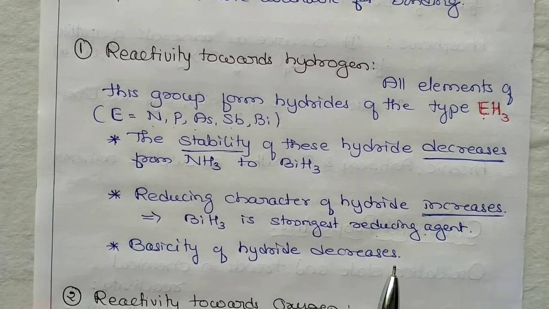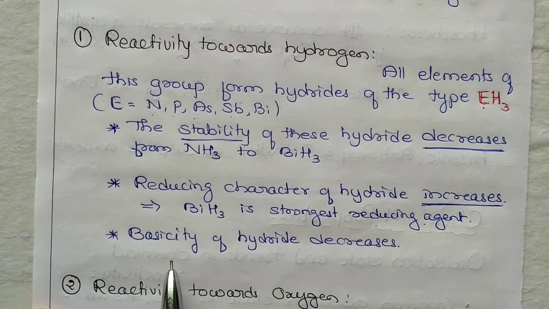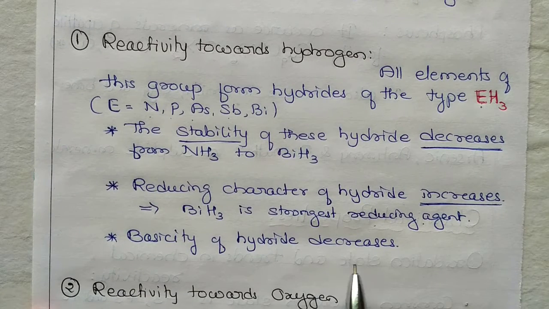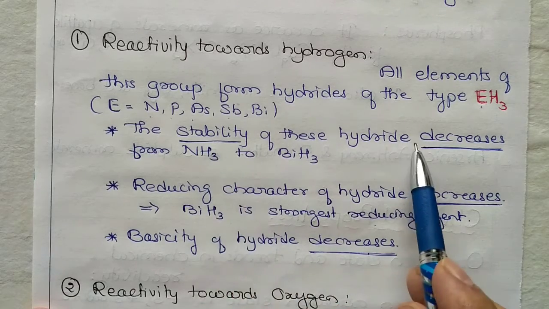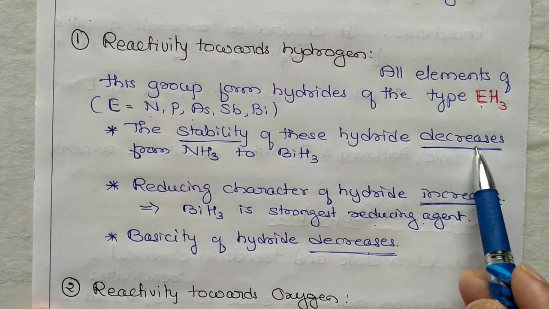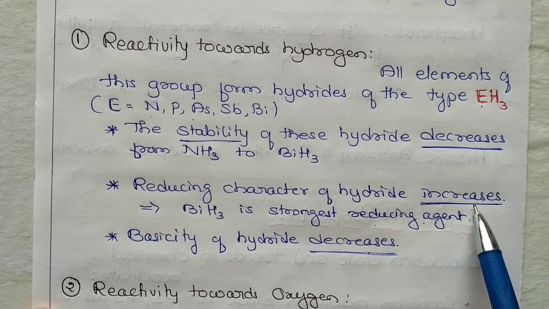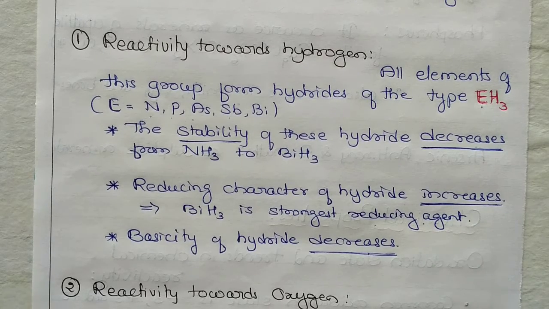Okay. So then we can also say the basicity of hydrides decreases. Basicity is directly proportional to the stability of a hydride, so as stability decreases, basicity also decreases, and the reducing character increases. So this is about the reaction with hydrogen. It forms a hydride, and we must know the stability of these hydrides.